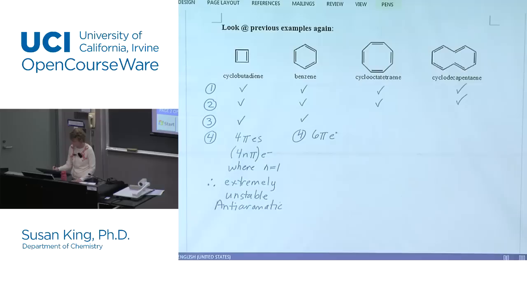And that satisfies 4n plus 2 pi electrons, where n equals 1. And so therefore, this is aromatic.